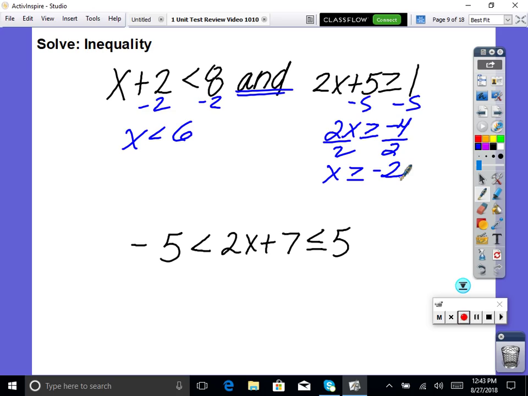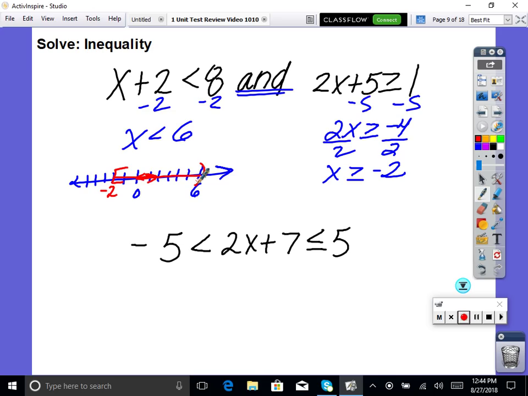So this is the intersection, not either or, it's the intersection. So any x value is below 6. If we were to draw this on a number line, 1, 2, 3, 4, 5, 6. Any x value is below 6, less than 6, so that would be going this way. And then any x value is greater than or equal to negative 2. So negative 1, 2. That would be any x value is greater than or equal to negative 2. So that'd be going that way.